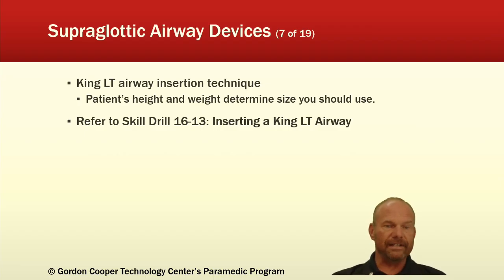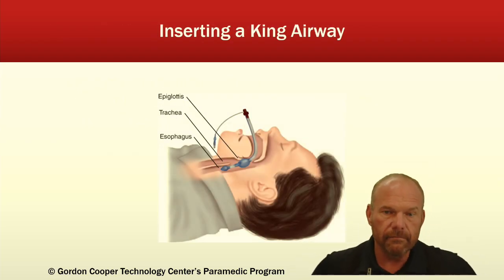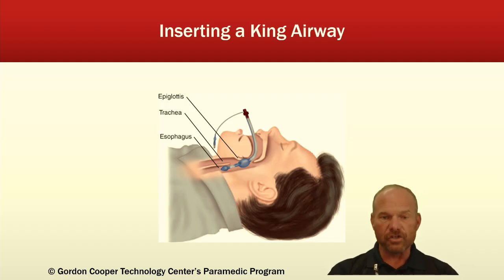So the insertion technique, this is just one that I put in here. So you'll see on 1613 is inserting a King airway, but make sure the patient's height and weight are the key factors in selecting the correct size. Refer to the device size chart to ensure proper fit for optimal performance. And then actually it's right here. Select the correct size. Prepare the airway, so test your cuffs, get everything prepared. Apply a small amount of water-based lubricant to the distal end of the tube, avoiding the ventilation ports.